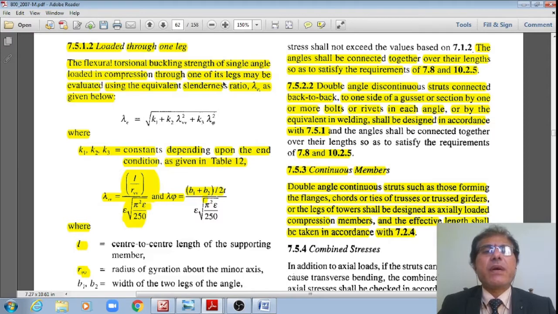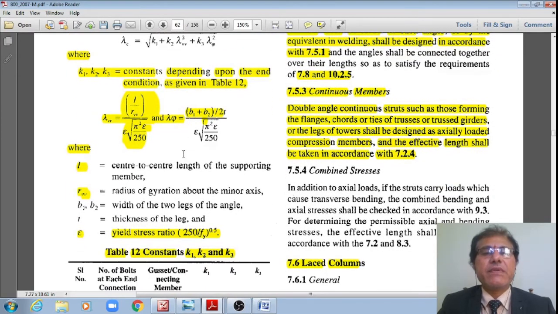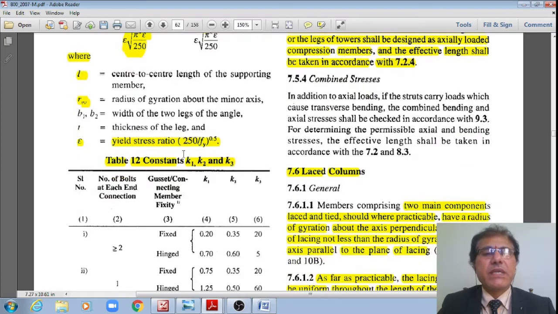the flexural torsional buckling strength of a single angle loaded in compression through one of its legs may be evaluated using the equivalent slenderness ratio lambda E, given by the square root of K1 plus K2 multiplied by lambda VV square plus K3 multiplied by lambda psi whole square, where K1, K2, K3 are constants depending upon the end conditions as given in Table 12, that we'll see here, right?